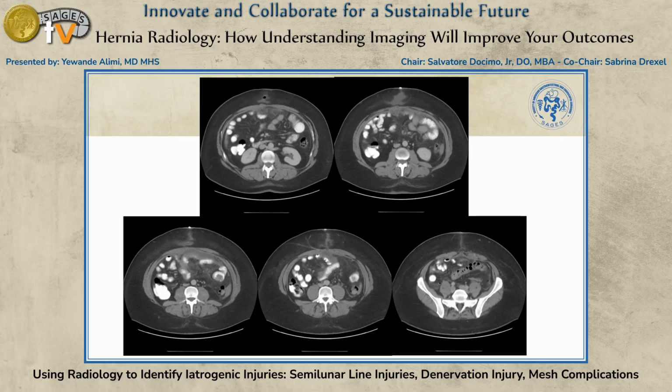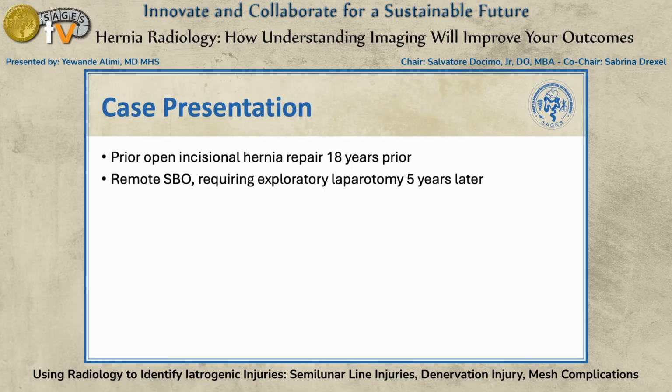This patient ultimately went to the operating room for a mesh infection after a couple of months from this CT scan, and was able to have an excision of their mesh and a primary fascial closure with a retrorectus repair.